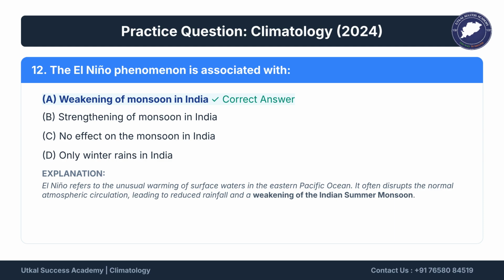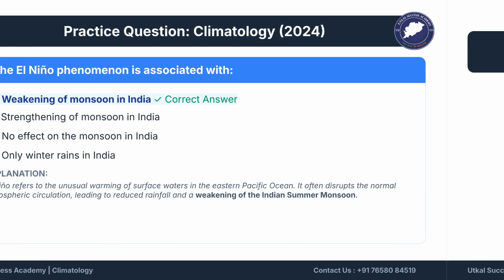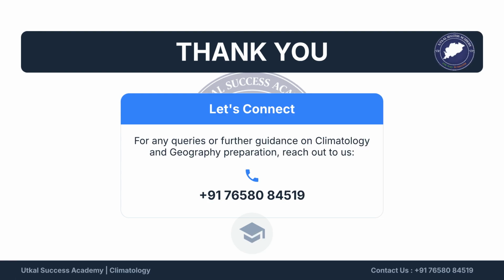El Niño is associated with the warming of surface waters in the eastern Pacific Ocean, which disturbs normal atmospheric circulation. As a result, it leads to reduced rainfall and weakening of the Indian summer monsoon, making option A the correct answer.